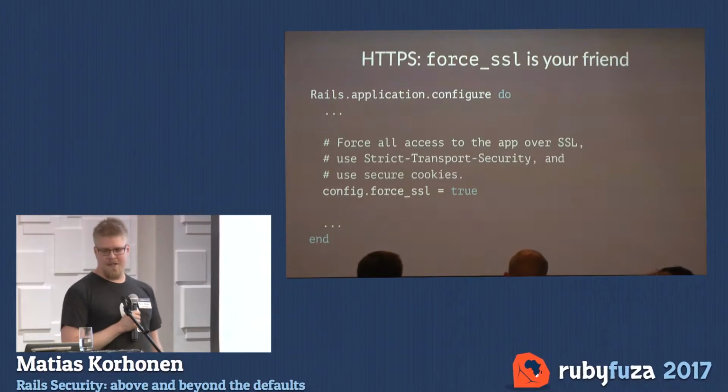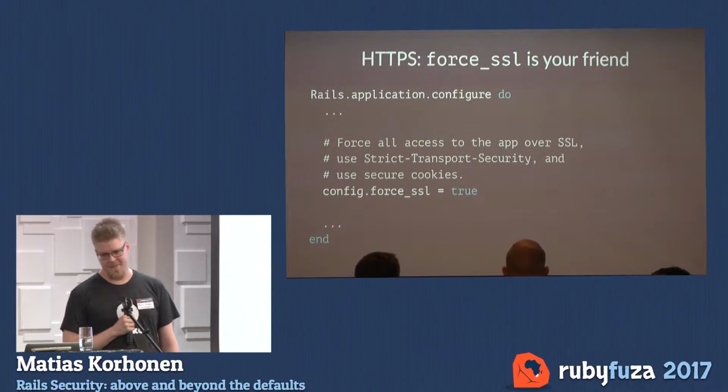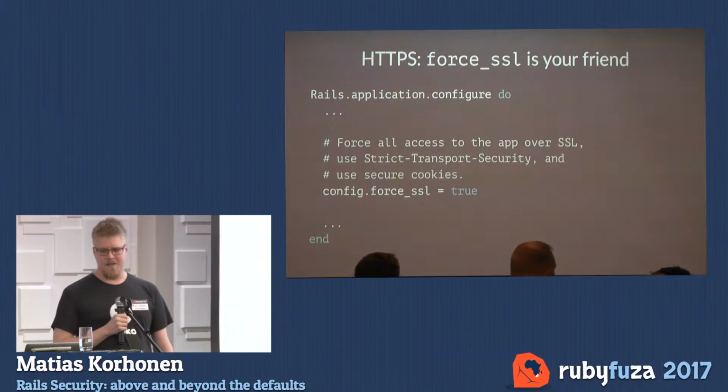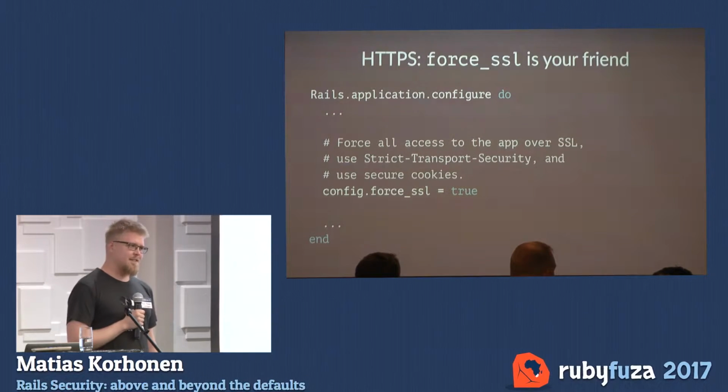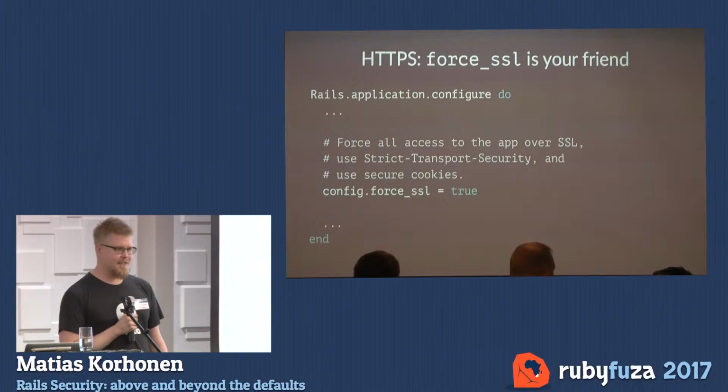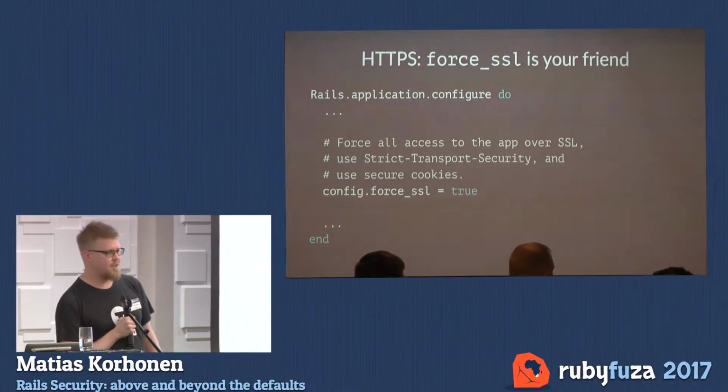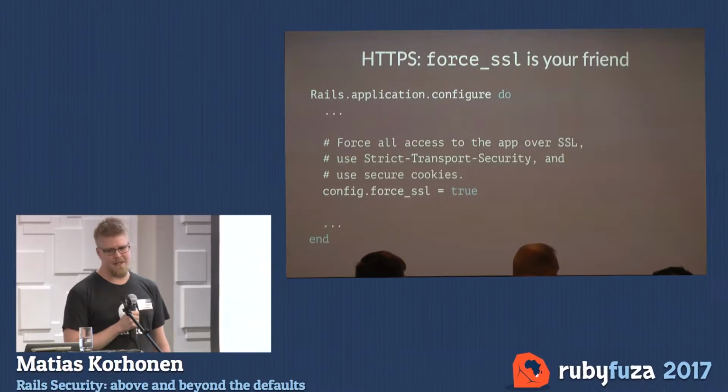So in Rails, in your production.rb, you'll find a setting called force_ssl, and that's your friend here. It'll force all access to HTTPS and set the strict transport security header, which means that the browser will, in the future, always use the site over HTTPS.